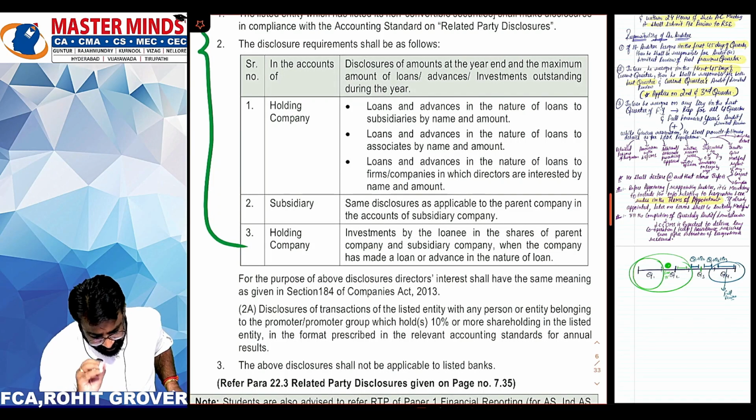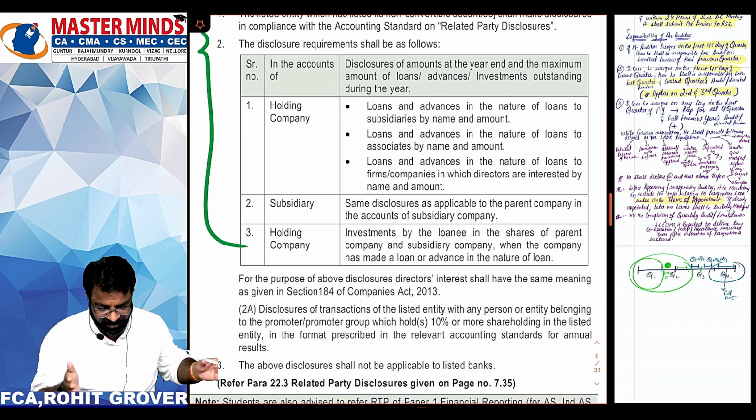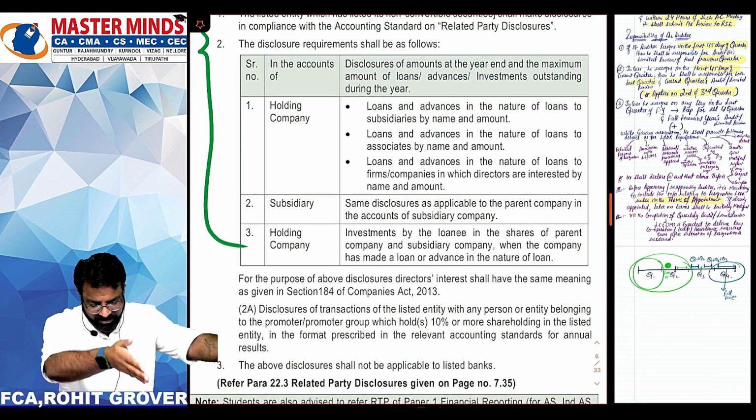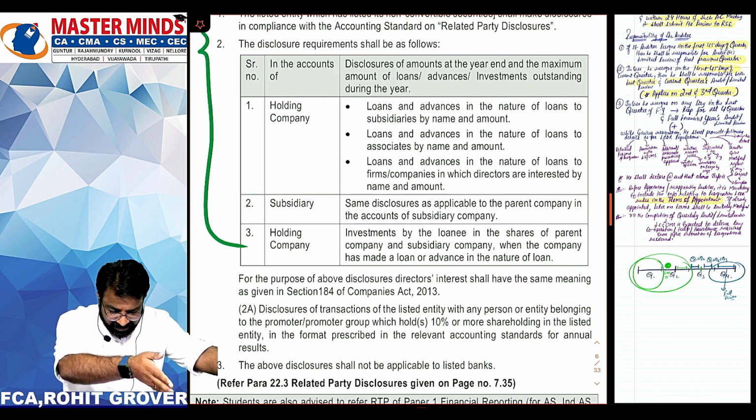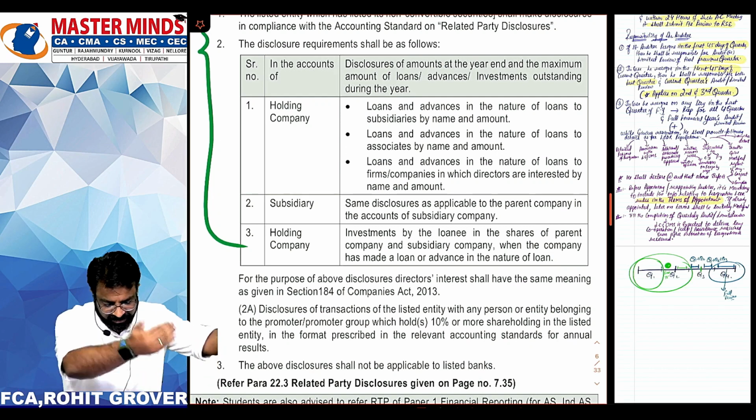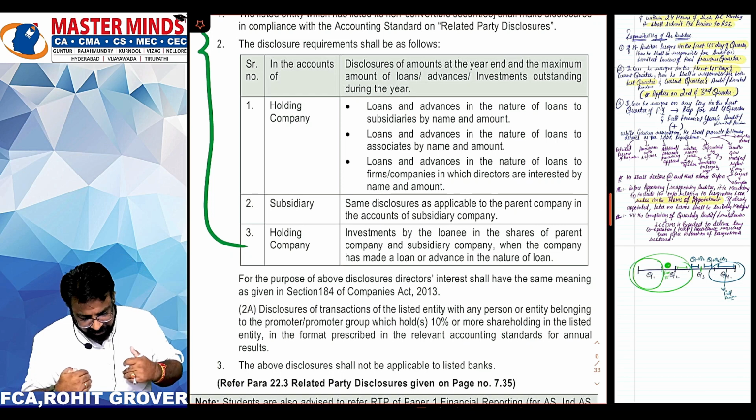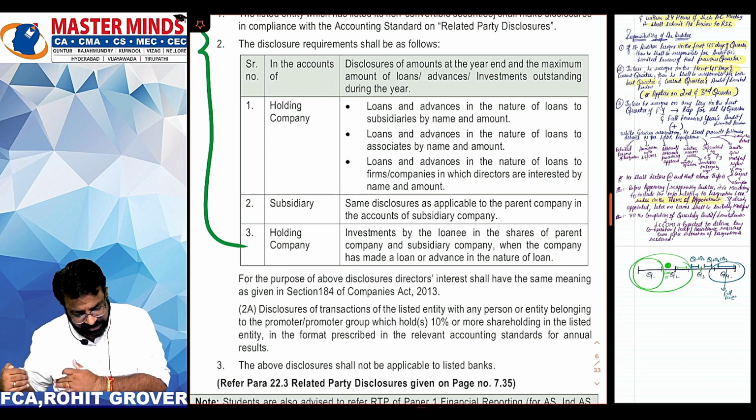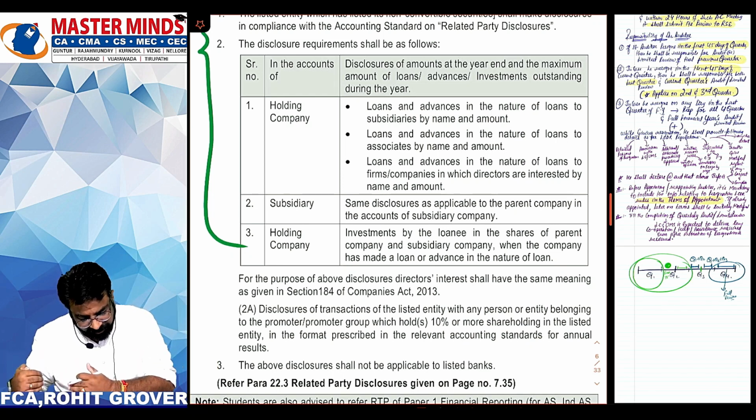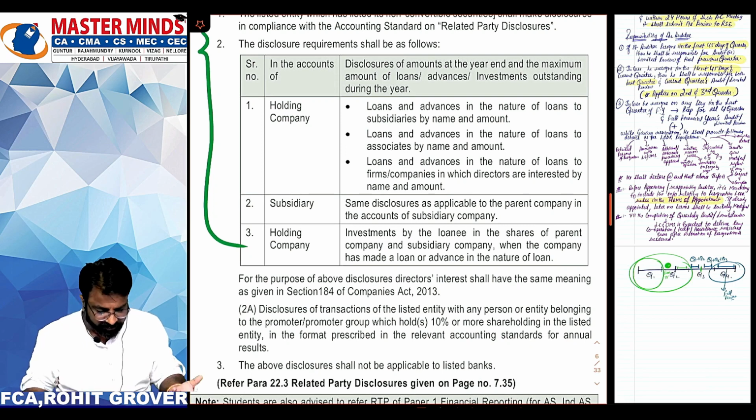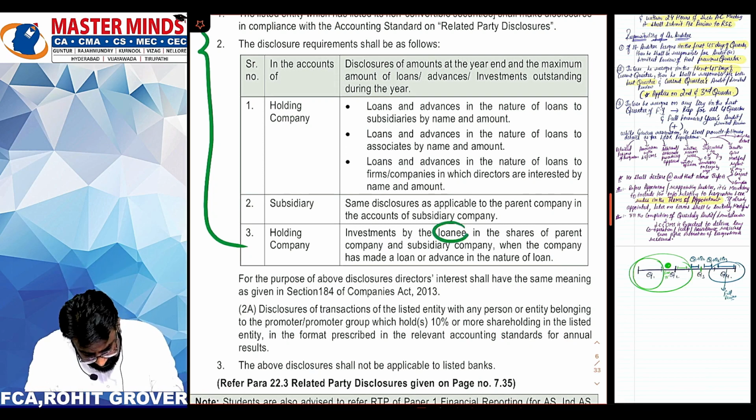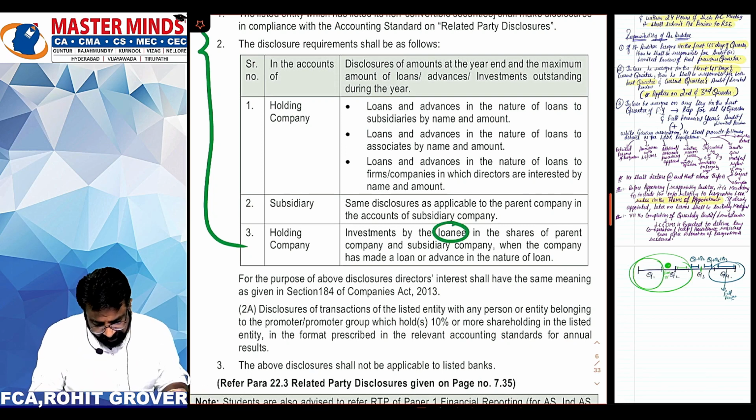Investments by the loanee in the shares. अच्छा, obviously investments by the loanee. So the company to whom this holding company has given a loan, if that company is making investment in the shares of what? Parent company and its what? Subsidiary. When the company has made a loan or advance in the nature of loan, that we know. For the purpose of above disclosure, interest shall have the same meaning as per section number 184.